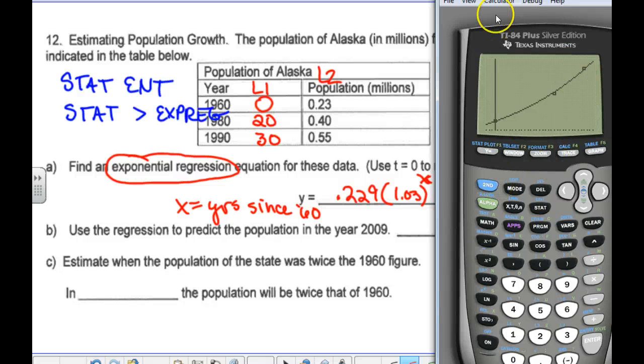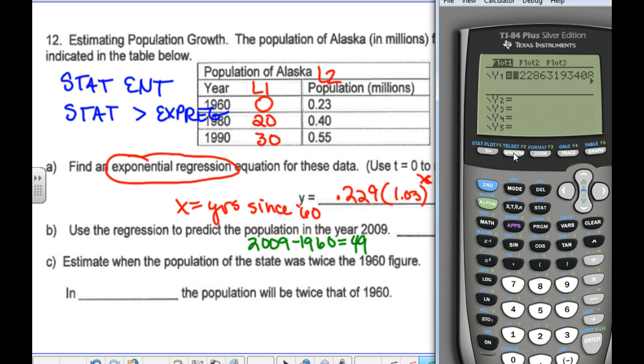All right. Anyway, we don't really need this anymore, but to predict the population in 2009, how many years is that? 49. Okay, 2009 minus 1960 is 49 years. So we're going to go to the home screen, which it already did, and I didn't. Okay. I'll look at it a second. 0.229 times 1.03 to the power of 49.